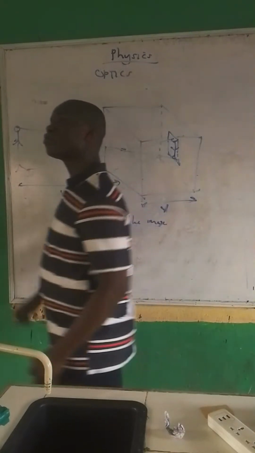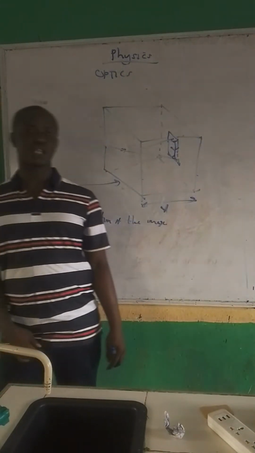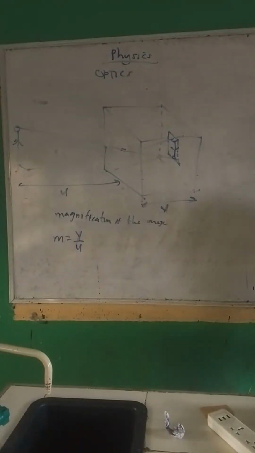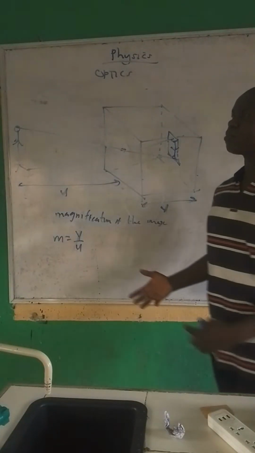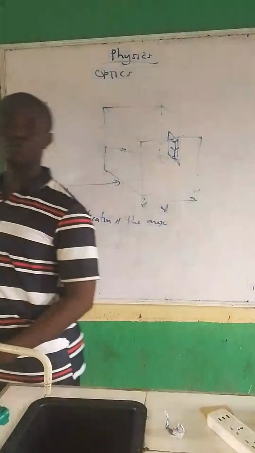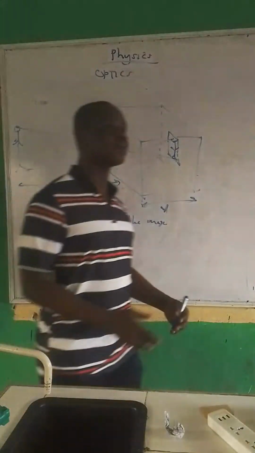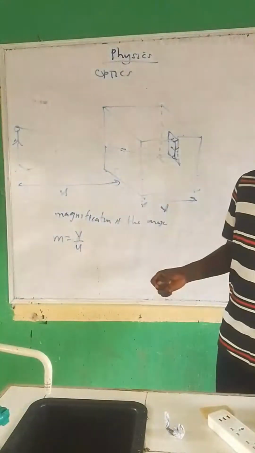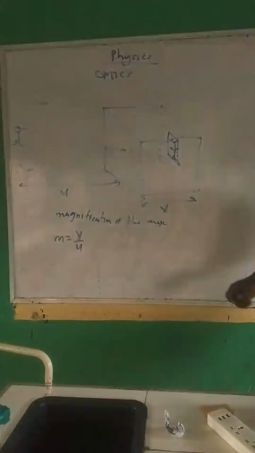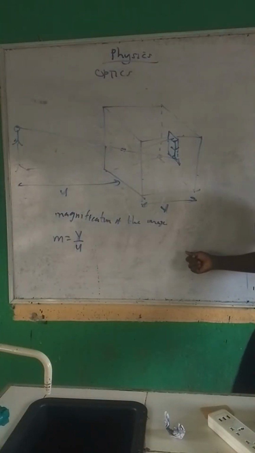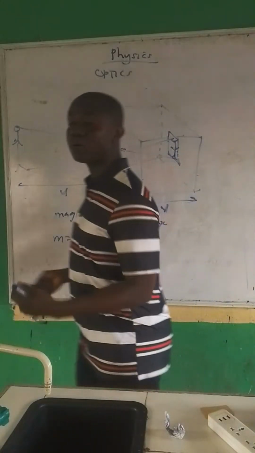So if, for example, the width of the camera is 10 centimeters and the object is standing maybe 40 centimeters from the pinhole camera, you observe that the magnification is the image distance over the object distance. That will be 10 divided by 40, which will be 1 over 4 or 0.25.